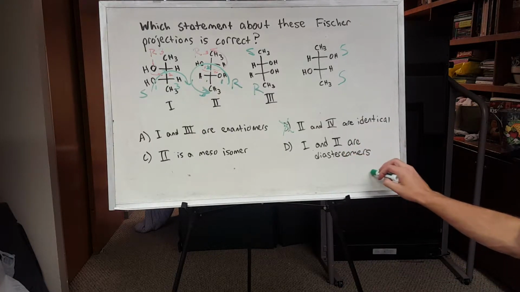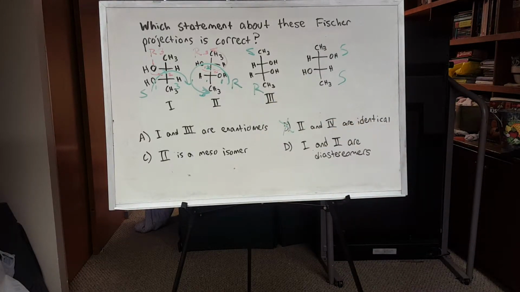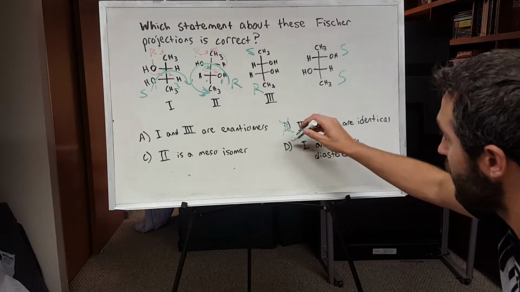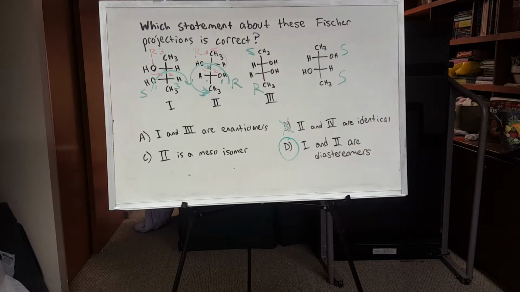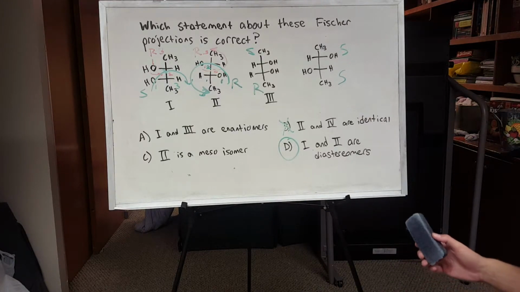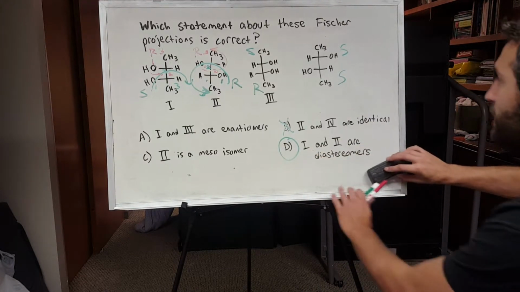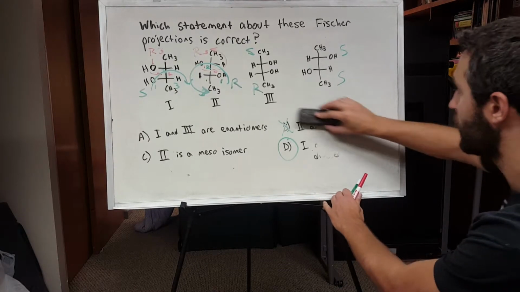1 and 2 are diastereomers. RS, RR. Okay, so they are diastereomers. This is accurate. So these, let's look closer at 1 and 3. Okay, so the answer is going to be D. So I'll erase that. We're going to need some more room here.